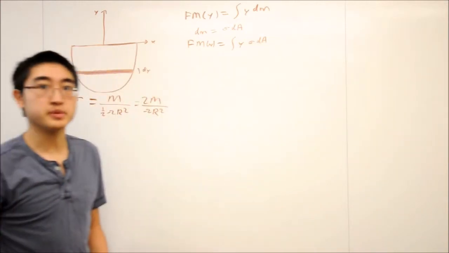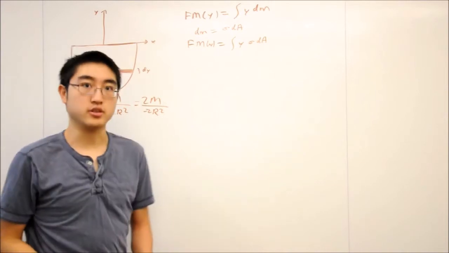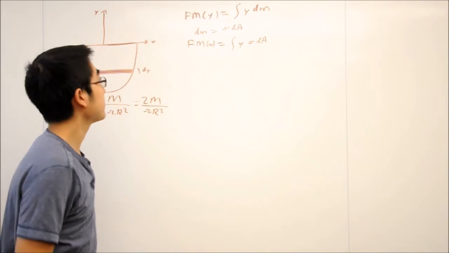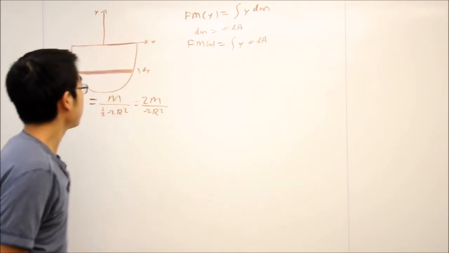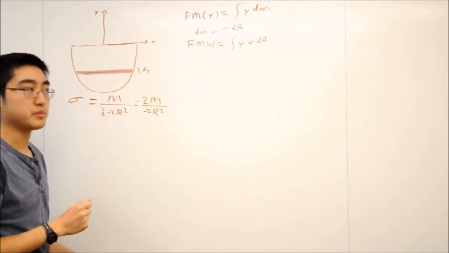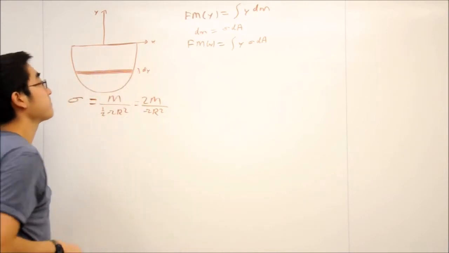Now, in this video, we will be calculating this integral using Cartesian coordinates. In the next video, we will be using polar coordinates to calculate the integral. So, in Cartesian coordinates, let us consider a slice of the semicircle of width dy.